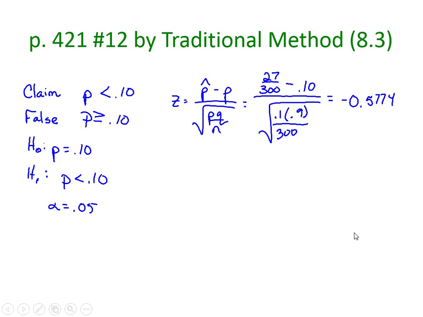Okay, so now that I know my z-score, so that is my test statistic, I also need to find my critical values and my critical region. So if I'm trying to find my critical values, they come from alpha. In this case, alpha is 0.05. Is this a left-tailed, a right-tailed, or a two-tailed test?